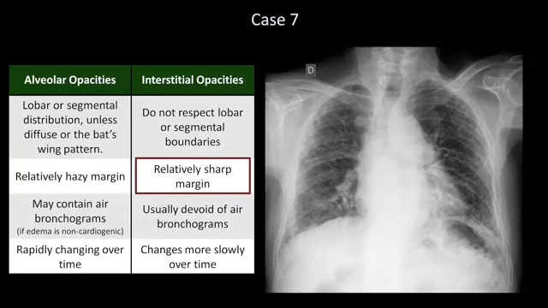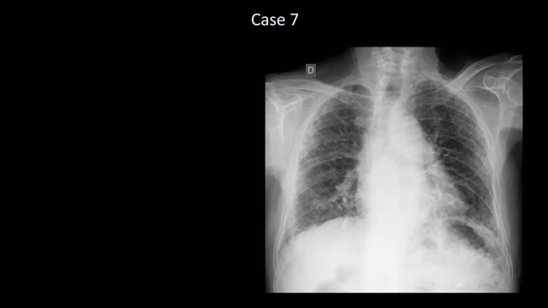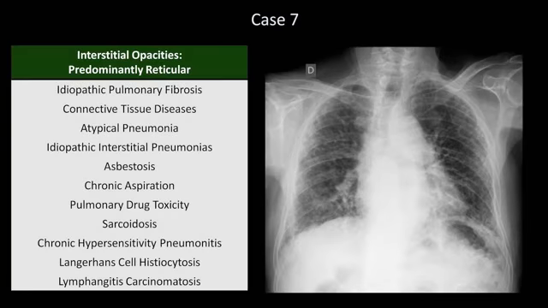If you recall, interstitial opacities are usually further subdivided into reticular opacities if there are too many lines, nodular opacities if there are too many dots, and reticulo-nodular opacities if there are too many of both. In this case, it seems to be a predominantly reticular pattern. Here's the differential diagnosis of predominantly reticular interstitial opacities. Although I don't think this was mentioned in any of the earlier lessons, this patient has a slight subpleural predominance of the opacities, which mostly suggests idiopathic pulmonary fibrosis, hypersensitivity pneumonitis, and rheumatoid arthritis-associated interstitial lung disease.